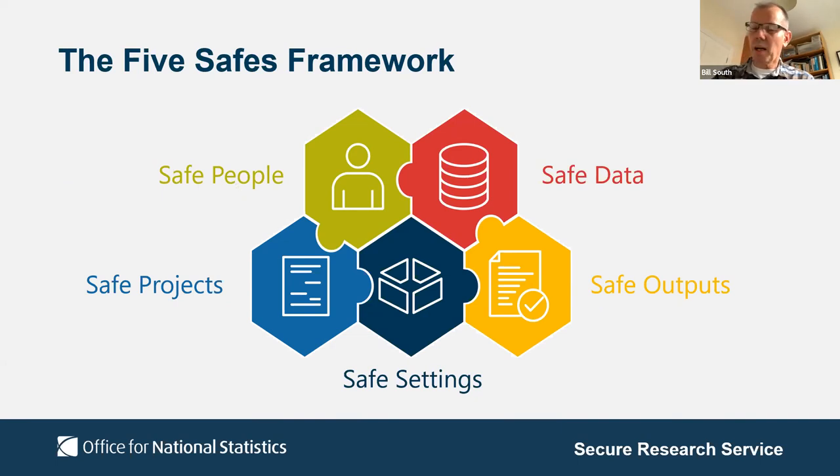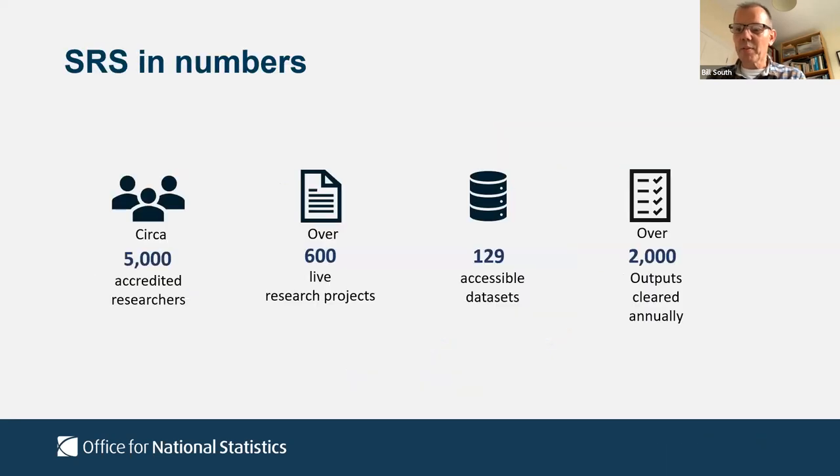The project has to be in the public good. It's got to be feasible. It's got to consider ethics, and there's a commitment to transparency. And data owners have to approve it in principle before it's approved by an independent research accreditation panel. Once accredited, they get access to the data. All data in the SRS is record level, but de-identified, so names and addresses and personal identifiers are stripped out. The access arrangements are tightly controlled, so there's no access to the internet while people are using the environment. And in terms of the outputs, anything that leaves the environment is checked, a two-person check to ensure that nothing disclosive leaves the environment. So a very brief summary of the Five Safes.